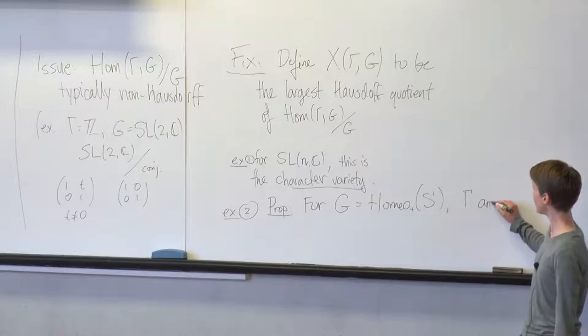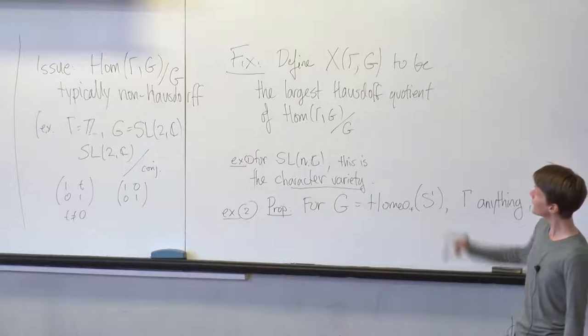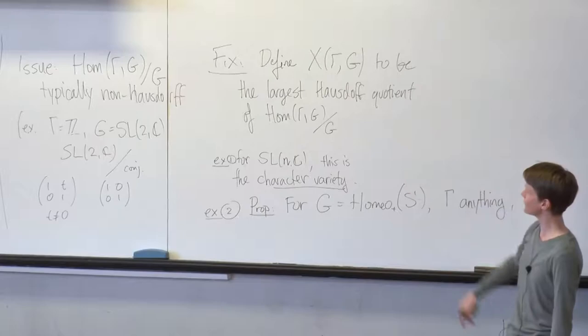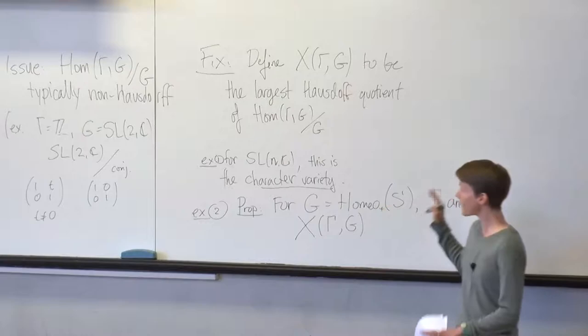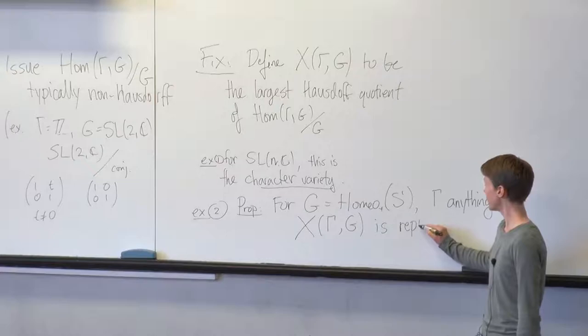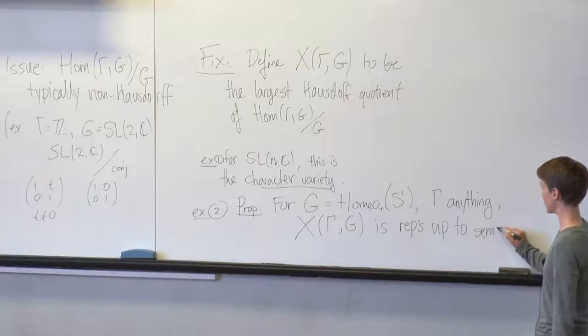Okay. This thing that I presented is just some weird abstract quotient of things up to conjugation insofar as you can understand them. This has a nice interpretation. This analog of the character variety is representations up to semi-conjugacy. Okay.